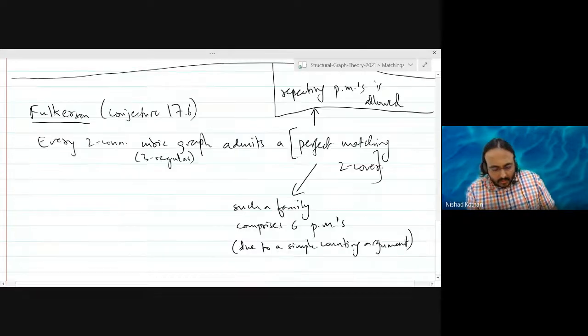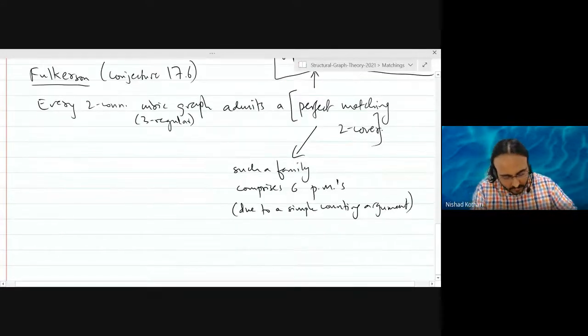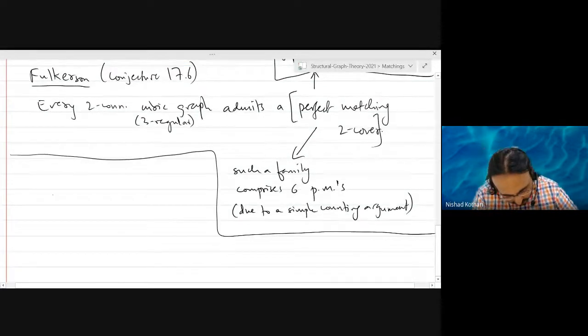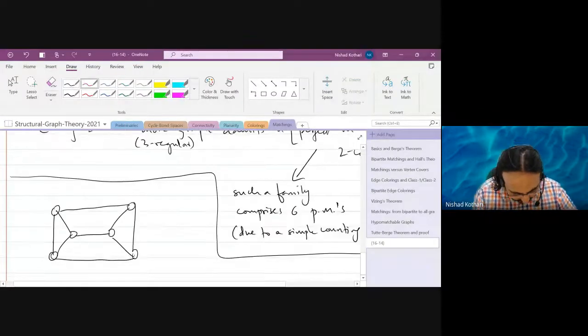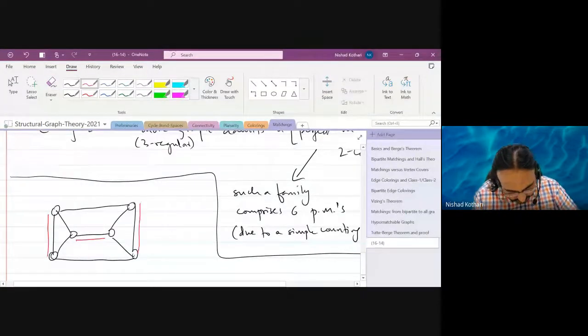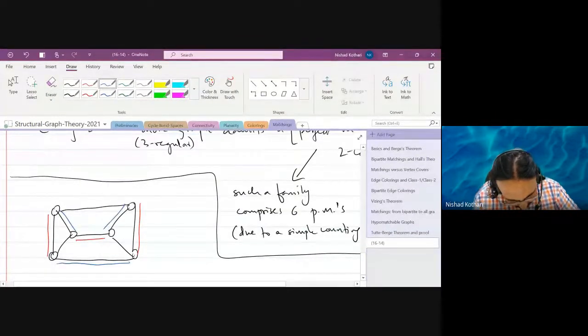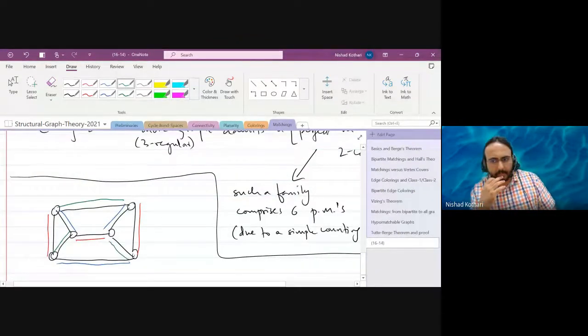So if you are allowed to repeat perfect matchings, then what can you say about a three-edge colorable graph? Supposing I give you a graph that is three-edge colorable. It is a cubic two connected graph, and I can color the edges with three colors like this. Then do you see a perfect matching two cover?